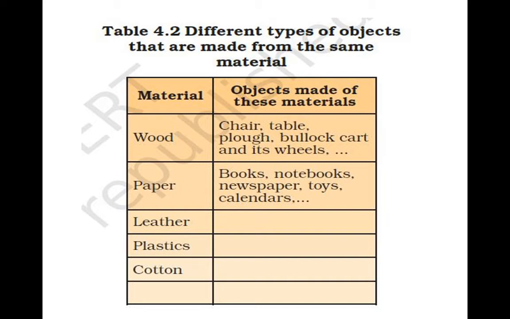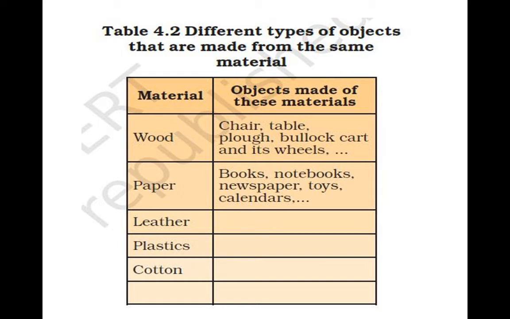For example, your mobile phone covers, then cameras, toys, containers, bottles, bags, furniture, plates. Many things are made from plastic material. Next, cotton. From cotton, we can make our clothes. Then your hanky, that is also made from cotton. Correct. So many things are there. Like that you have to write the table 4.2.